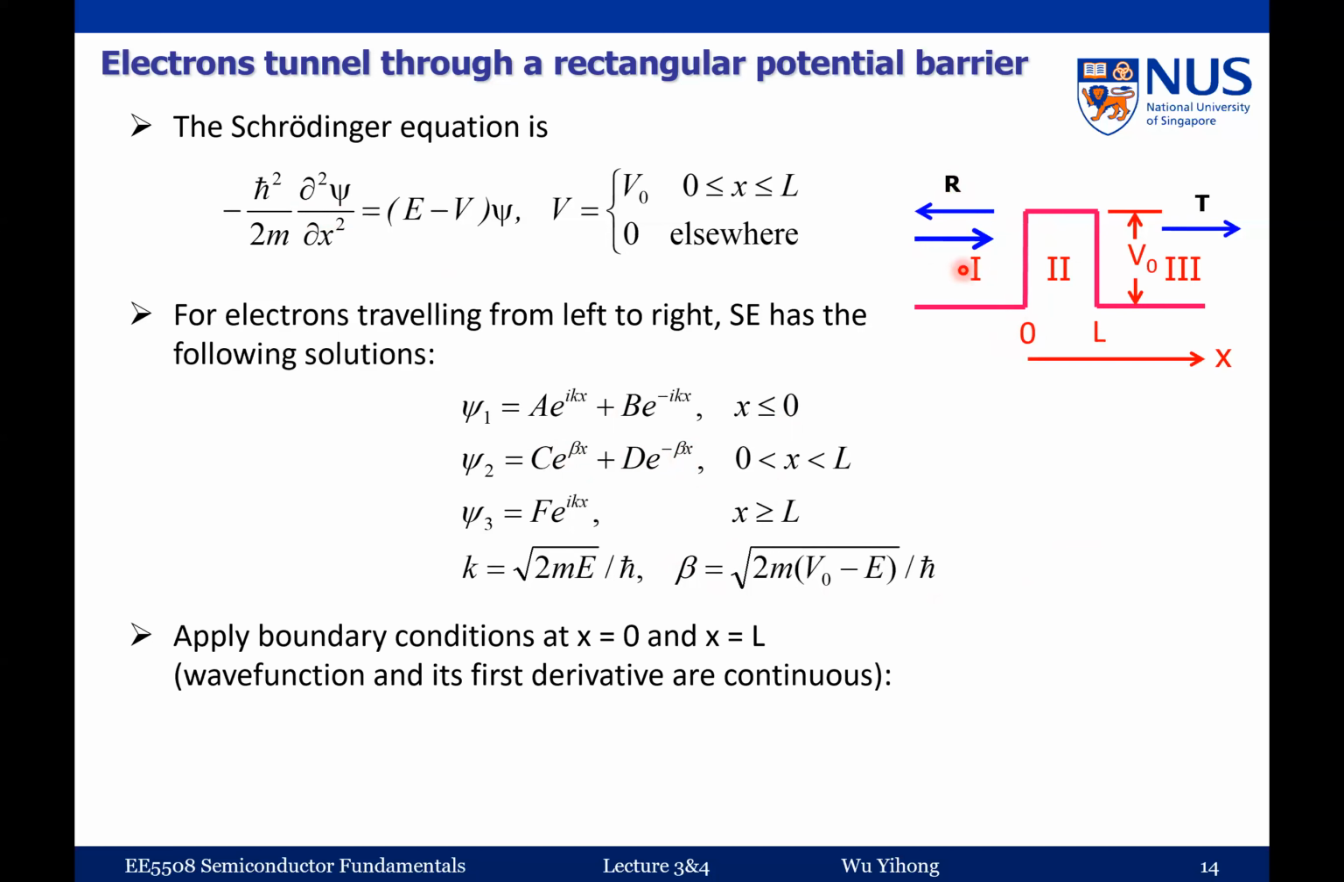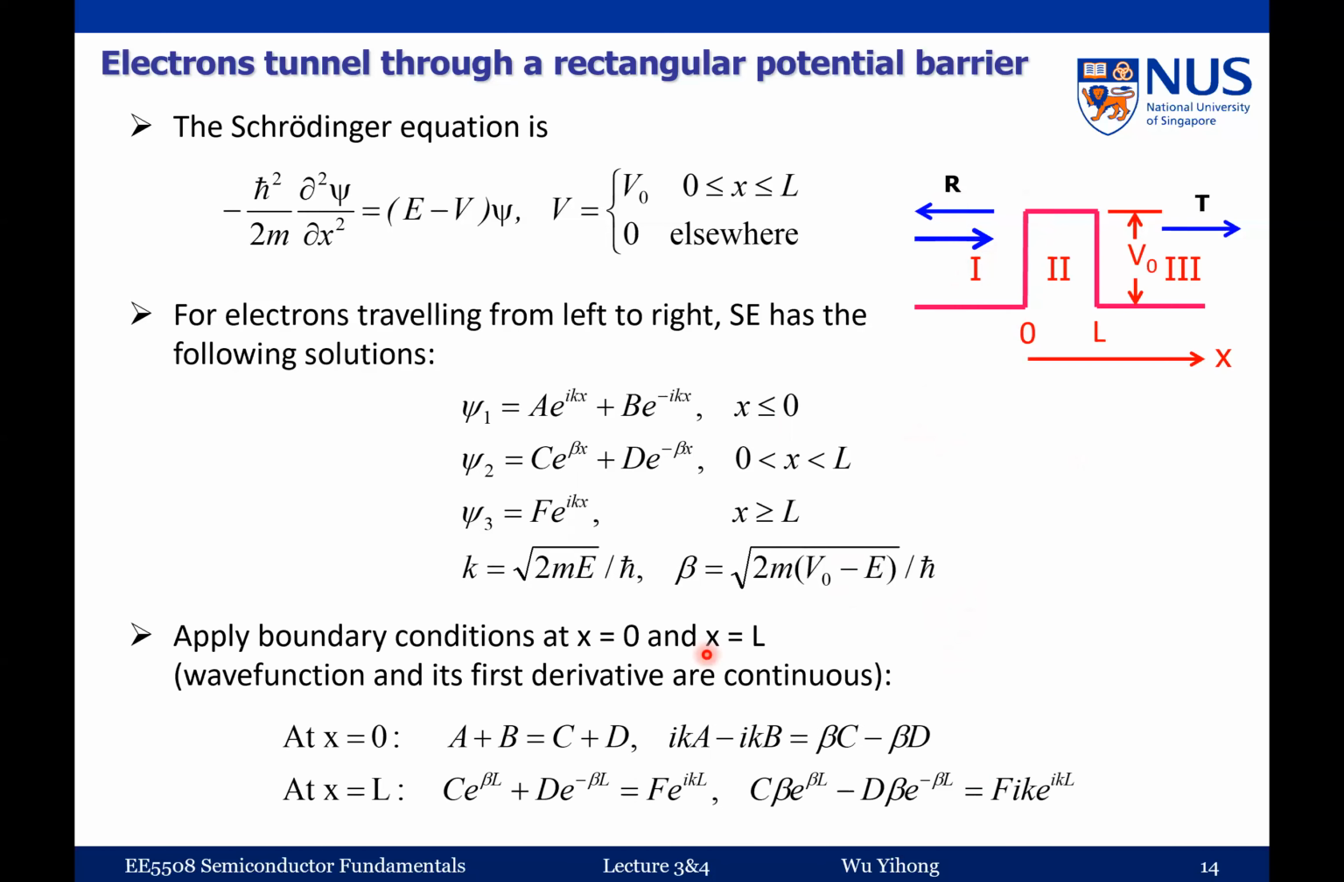Of course, the wave function being continuous is understandable, right? Because otherwise, the electron has to disappear somewhere, right? And the first order derivative being continuous means that the flow is continuous. This means that the electron is flowing, and its flow of particles should be continuous, right? So you have these 2 boundary conditions at x equals 0, so you have 2 equations, and at x equals L, you also have 2 equations, right?